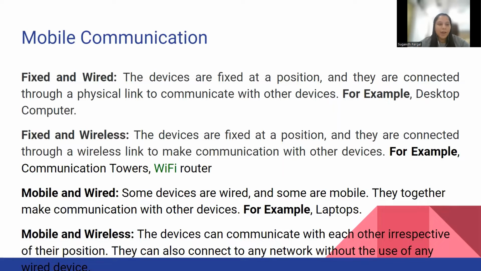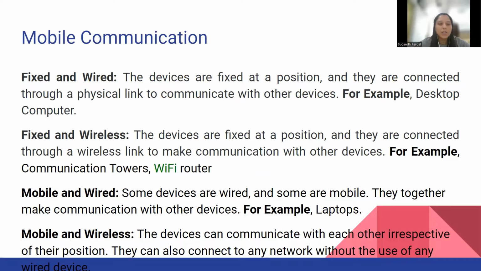So, fixed and wired mode. What is fixed and wired mode? The devices in this are fixed at a position, and they are connected through a physical link to communicate with other devices. That means they have a wired connection in between the devices to make the communication possible. For example, the desktop computers we have are connected using wires, and we can transfer information from one desktop to another via the physical link.